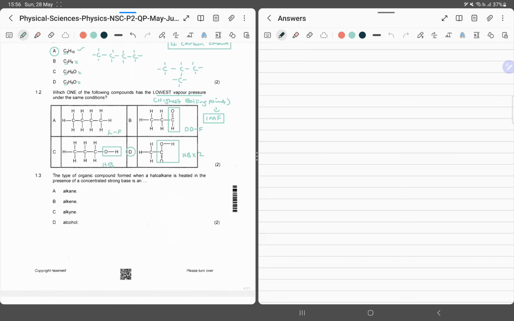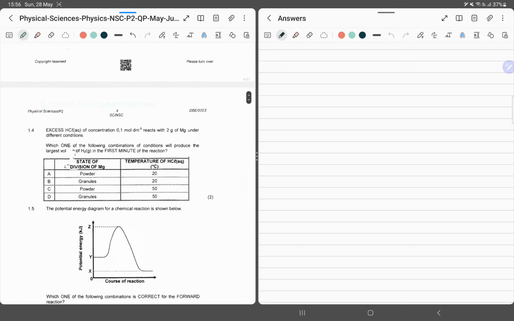1.3, we're told here the type of organic compound formed when a haloalkane is heated in the presence of a concentrated strong base. We know here we're doing an elimination reaction, right? So if we're doing an elimination reaction, we form an alkene. So the answer is B. See, straightforward. And then we go on.